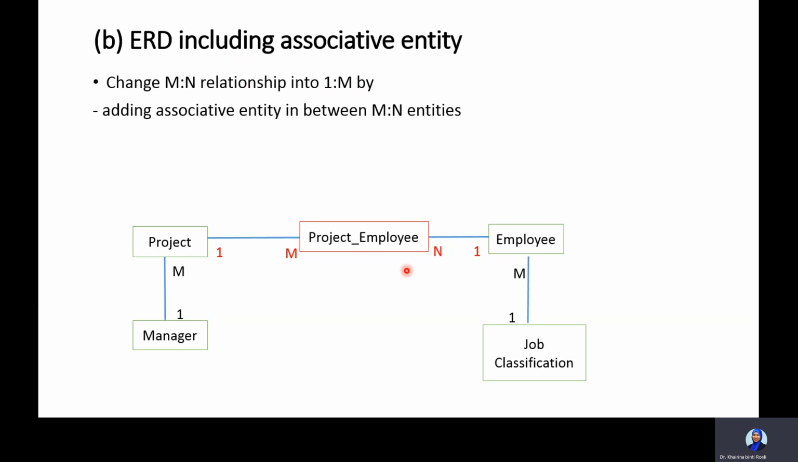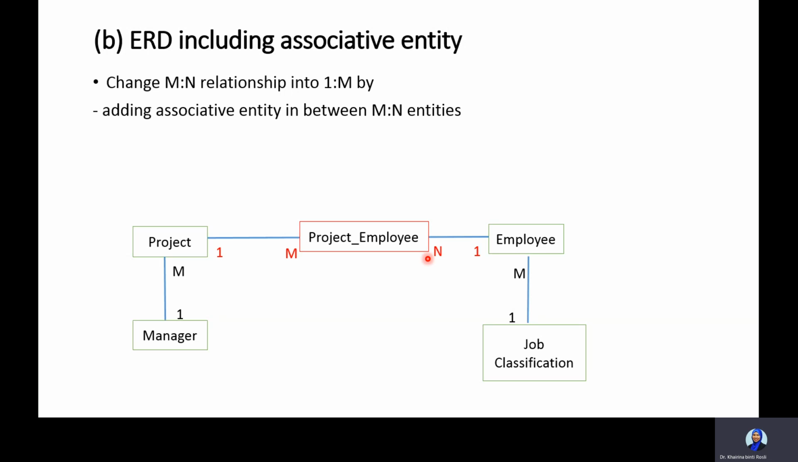So change from just now many to many relationship, M at the project, N at the employee, we change to 1 to M. Now 1 at the project, 1 at the employee, and the M and N in the new associative entity. So this is how we change a many-to-many relationship into a one-to-many relationship by adding the associative entity in between.